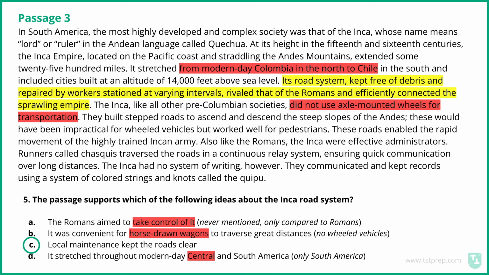Number 5. The passage supports which of the following ideas about the Inca road system? The answer is C. Local maintenance kept the roads clear. All right, so there's a couple words in the answers. For example, Central and South America. Nope, it was only South America. So be careful of that. Just adding one word can make a choice incorrect.